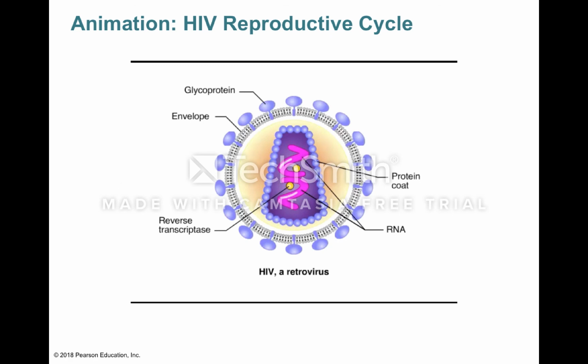HIV is covered by an envelope derived from a host cell membrane. Glycoproteins studding the envelope recognize and bind to receptor molecules on the host cell. A protein coat surrounds the viral genetic material, which consists of two molecules of single-stranded RNA. The enzyme reverse transcriptase enables the virus to make DNA from an RNA template, a trick for which this group of viruses is named retroviruses.